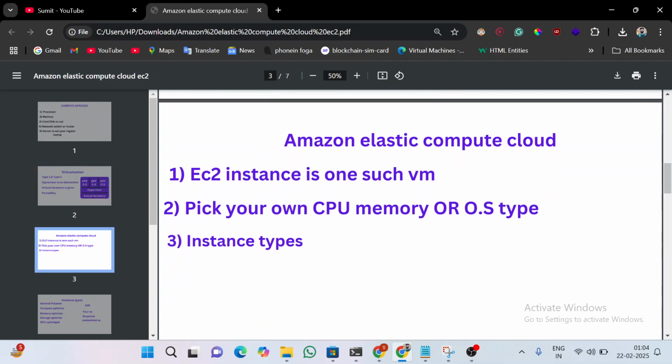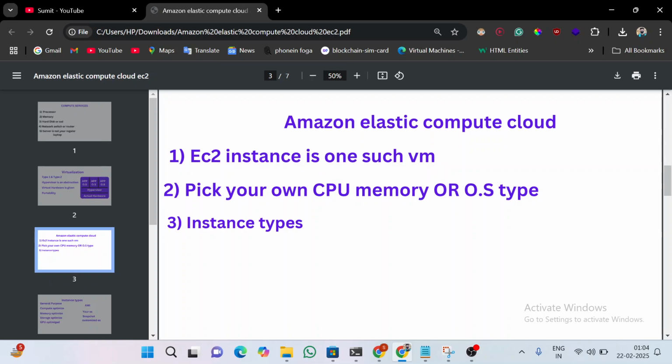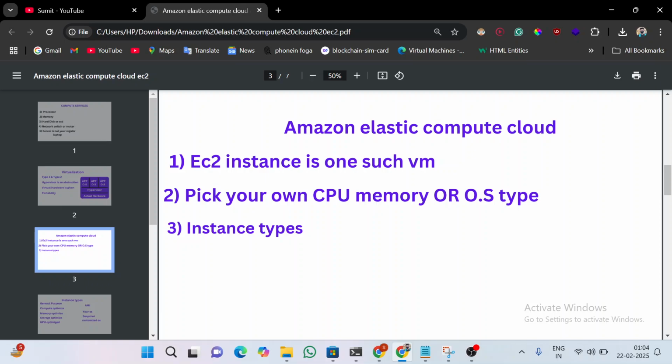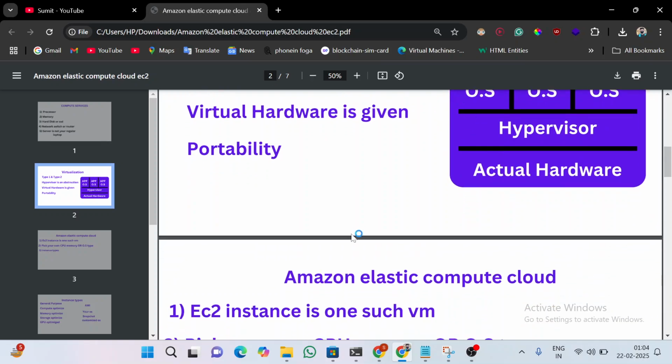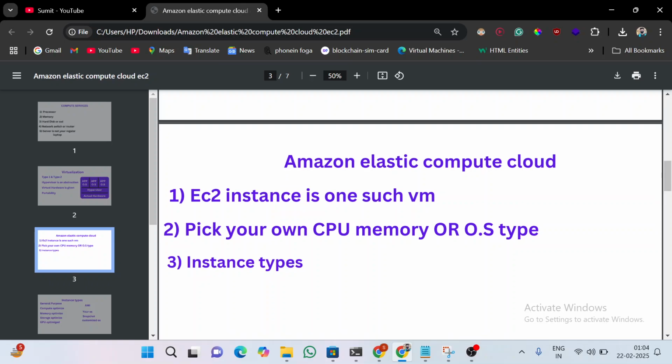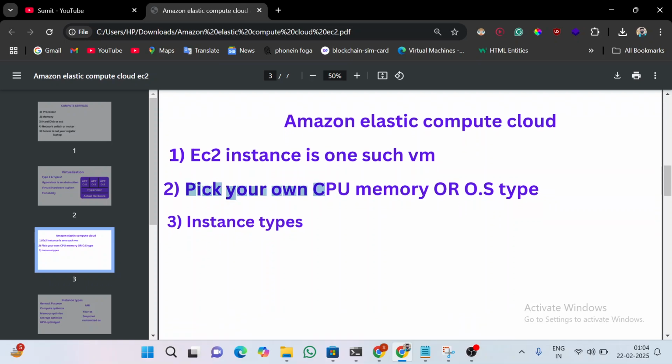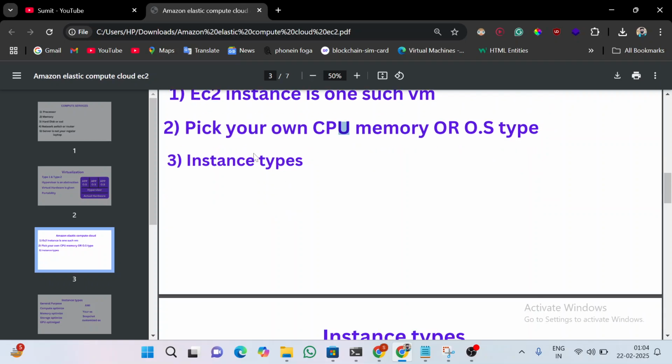So let's move to the introduction of Elastic Compute Cloud. It's called EC2 because it has two times C, and that's how they came up with EC2. EC2 is one such VM. You see one OS, a second OS, a third OS. When you spin up a new EC2 instance, they create another sandbox environment, and this is actually an EC2 instance or a VM. You can pick your own CPU, memory, and so on, and there are multiple instance types that AWS has.